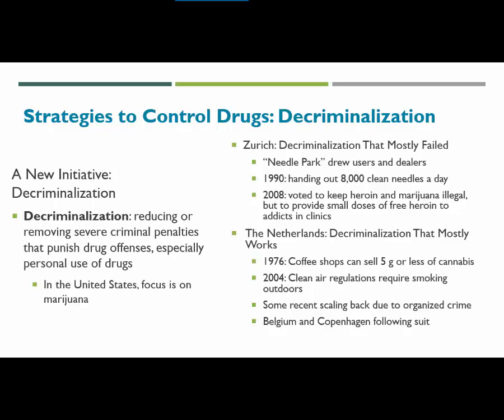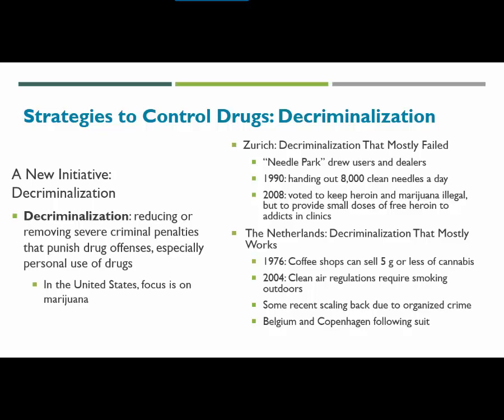So, if we wanted to look at other nations that have tried decriminalization, your book points to two examples. One example where the outcome was negative, and that's Zurich in Switzerland, and one example where it was largely successful, and that was the Netherlands. So, in Zurich, they added some decriminalization around injectable drugs, and a lot of this of course was in relation to trying to stop the transmission of HIV/AIDS.